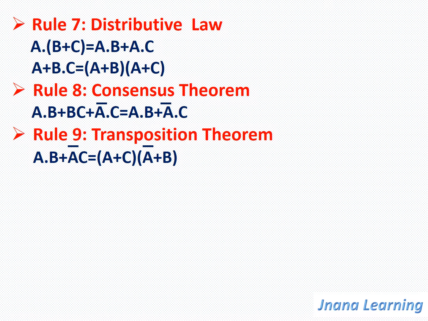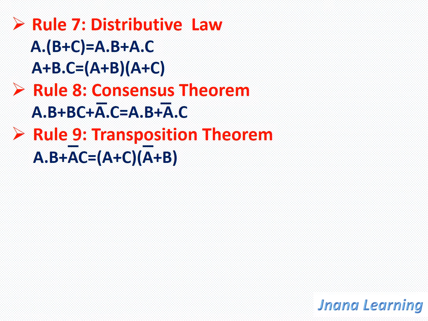plus c). Rule number 8, that is consensus theorem, which states that a dot b plus b dot c plus a bar dot c is equal to a dot b plus a bar dot c. And the last rule number 9, that is transposition theorem, which states that a dot b plus a bar dot z is equal to (a plus z) into (a bar plus b). So these are the different rules.